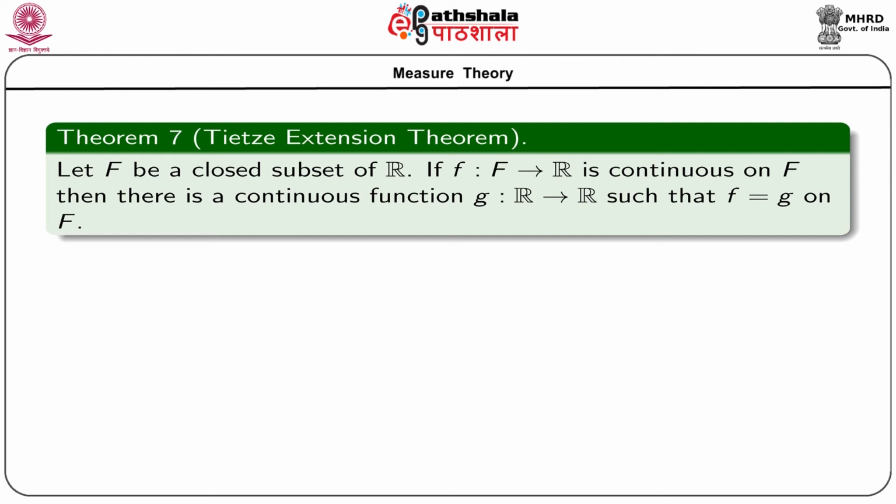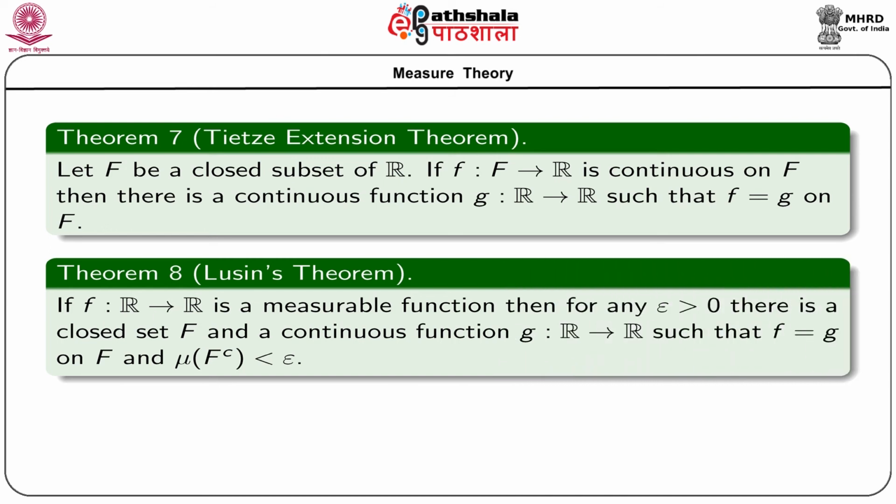The theorem states that if capital F is a closed subset of real numbers and small f from capital F to R is continuous on capital F, then there is a continuous function g from the whole real line R to R, such that f equal to g on capital F. That is, any continuous function on a closed subset of capital R can be extended to the whole real line to a continuous function.